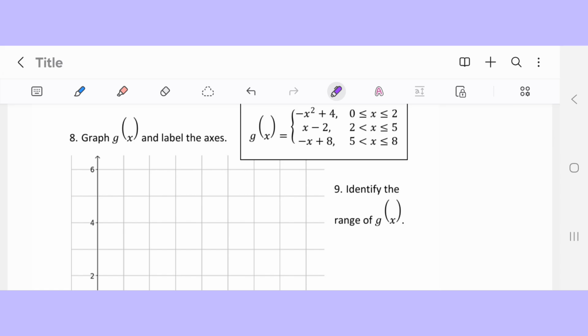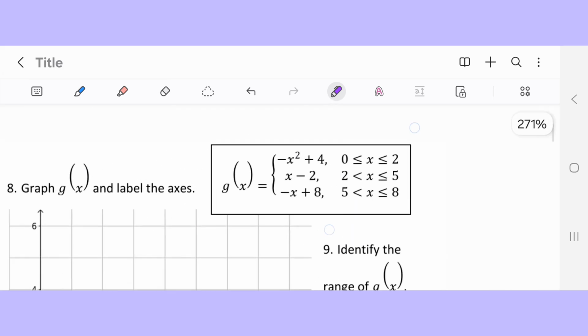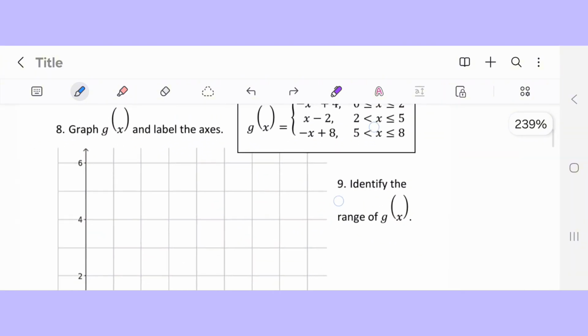I know this problem comes with a lot more context, but for question 8 we're just going to focus on the actual piecewise function right here. This little thing is a piecewise function, and we know it's a piecewise function because it has this little symbol right here, and we also have these inequality statements. So that's kind of a given that it's a piecewise.